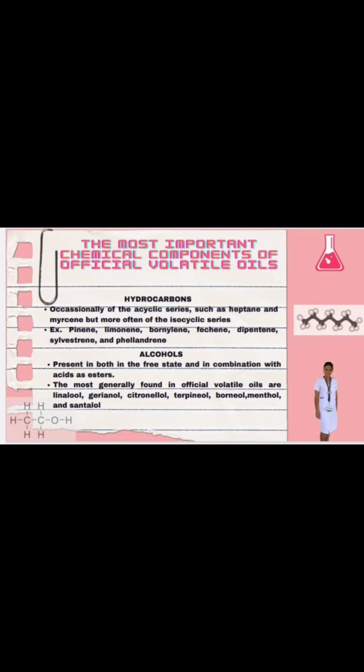The most important chemical components of official volatile oils: hydrocarbons, occasionally of the acyclic series such as heptane and myrcene, but more often of the isocyclic series. Examples: pinene, limonene, bornylene, fenchene, dipentene, sylvestrene, and phellandrene. Alcohols, present both in the free state and in combination with acids as esters. The most generally found in official volatile oils are linalool, geraniol, citronellol, terpineol, borneol, menthol, and santalol.